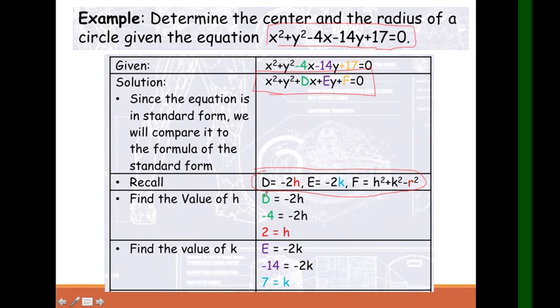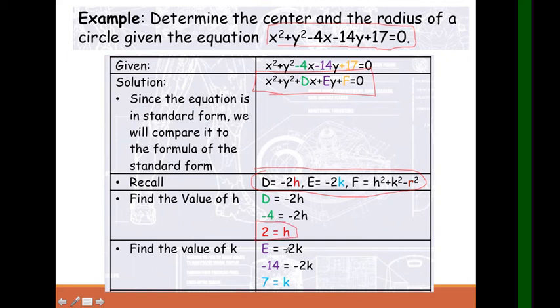So let's have the d first. D is equal to negative 2h. H, we don't know yet. D is negative 4 equals negative 2h. Divide both sides by negative 2, so the answer is positive 2. Okay?